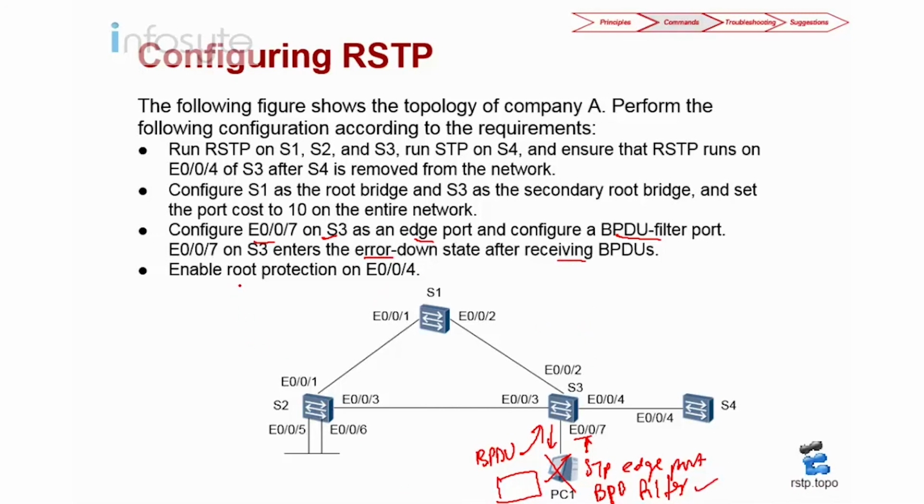And finally, we are going to configure root protection. Now the purpose of the root protection is because this is the root as a primary, and this is the root for the secondary. On the port 004, assuming that switch 4 makes itself priority 0, there will be potential that the S4 becomes the root. And to prevent that, on the Ethernet 004, we are going to configure the root protection.